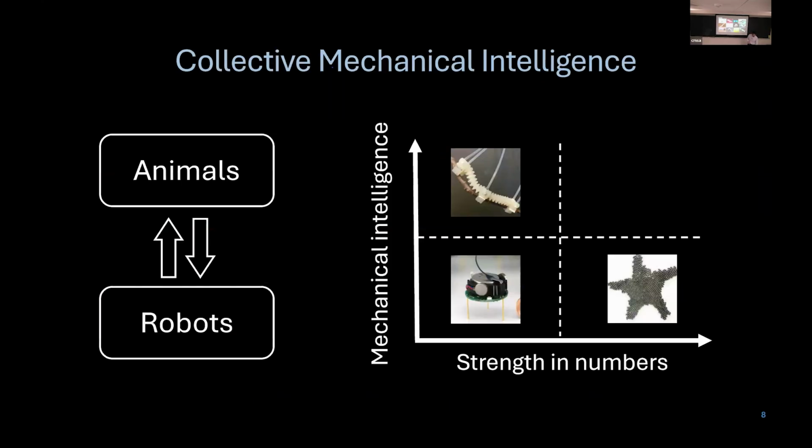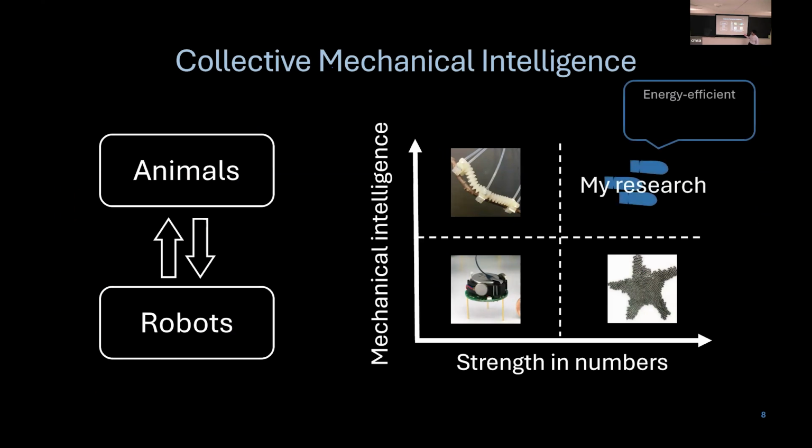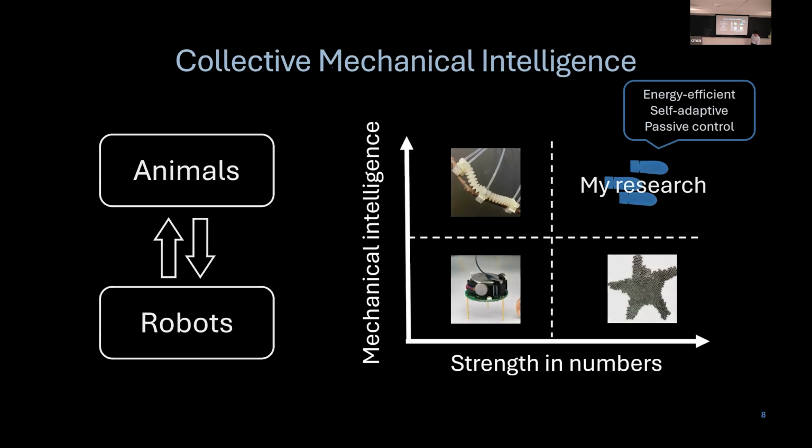And so I'm really thinking about ways that both biological systems and robots can maybe utilize both mechanical intelligence and strength in numbers, and looking at how you can have collectives that utilize mechanical intelligence and mechanical interaction so that they're energy efficient, they're adaptive, as well as achieving some passive control without actively doing some PID control of your systems.